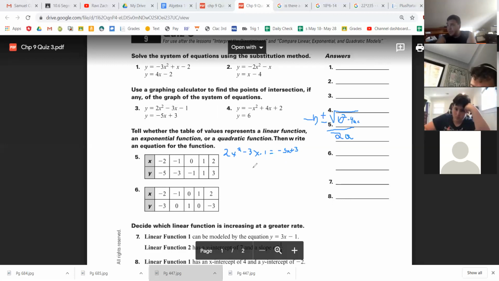Then we're going to move everything to set it equal to 0. 2x squared. This is a negative 5x, so I'm going to plus 5x. So it becomes plus 2x. Positive 3, so I'm going to minus 3. Negative 4 equals 0.